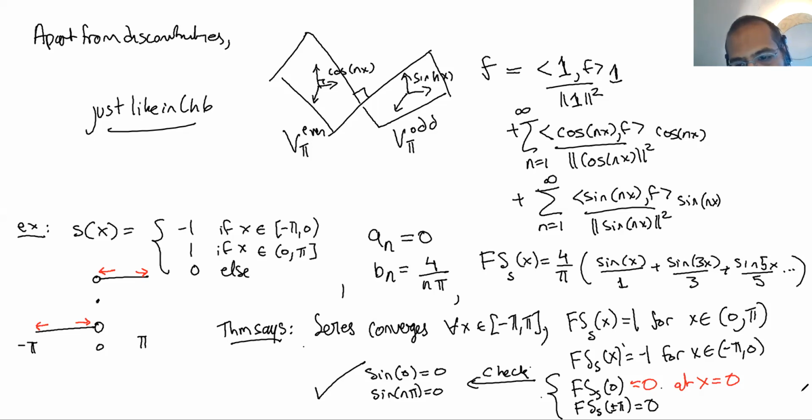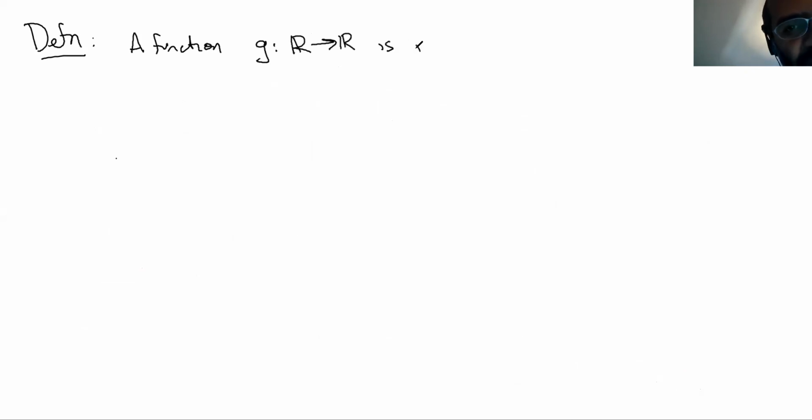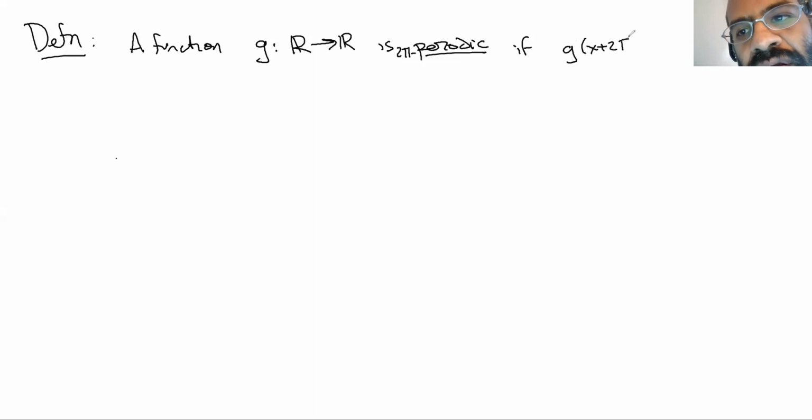Now to show you the picture, I'm going to use something called a periodic extension. A function g from R to R is periodic, or let's say 2 pi periodic, if it repeats after every 2 pi. That is, g of x plus 2 pi equals g of x for all x in R. So this is now a function on the whole real line.